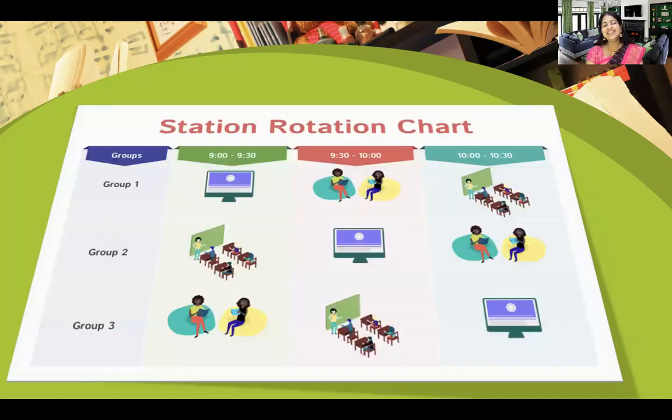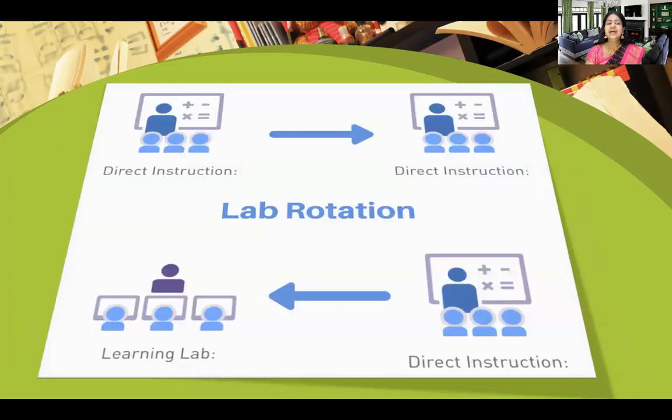So number one, the station rotation blended learning chart. Station rotation blended learning is a model that allows students to rotate through stations on a fixed schedule, where at least one of the stations is an online learning station. This model is most commonly used in some schools because teachers are already familiar with rotating centers and stations. And the second one is the lab rotation.